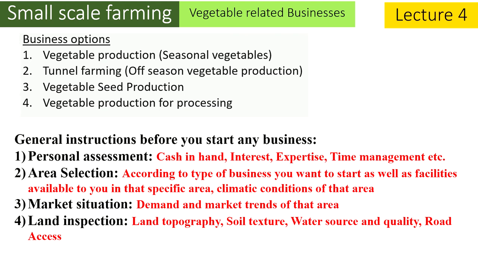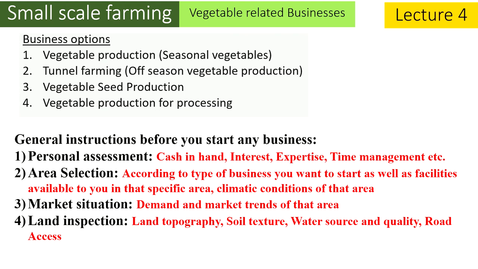Similarly, the third one is market situation. In market situation, once you have selected the area, you will fine tune your business and go to the market. You will decide which produce or which variety is more demanded in the market, in which season it is in bulk, and in which season the price is very high. All these things will be kept in mind. You will do a market survey in this third point. I hope you understand my point.